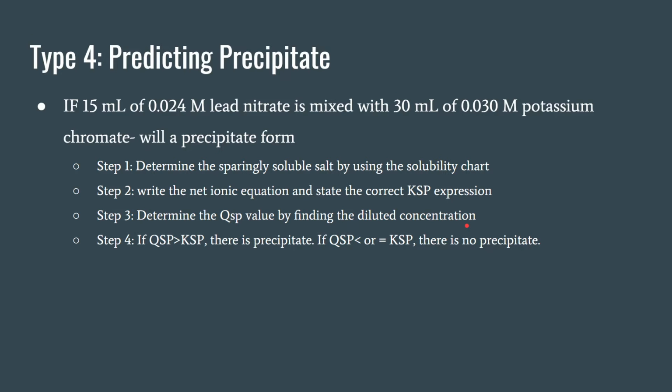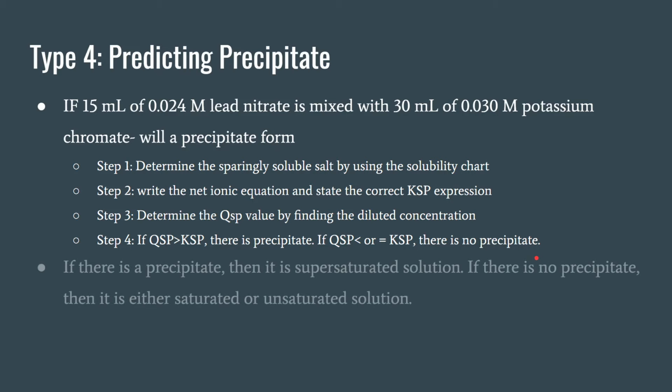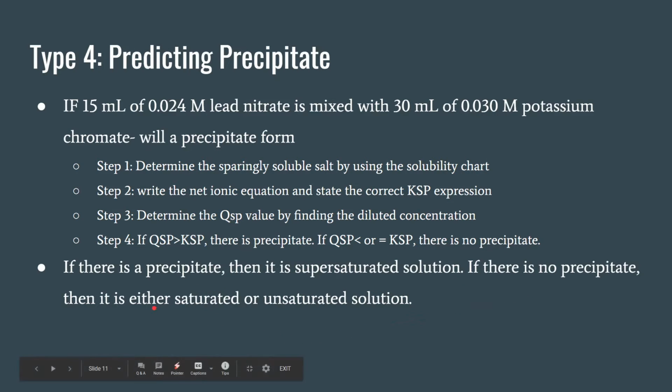Step 4, if QSP is larger than KSP, there is precipitate. If QSP is smaller or equal to KSP, there is no precipitate. And if there's a precipitate, then it's a supersaturated solution. If there isn't, then it's saturated or unsaturated. Now, we move on to an actual question that we can apply these steps to.